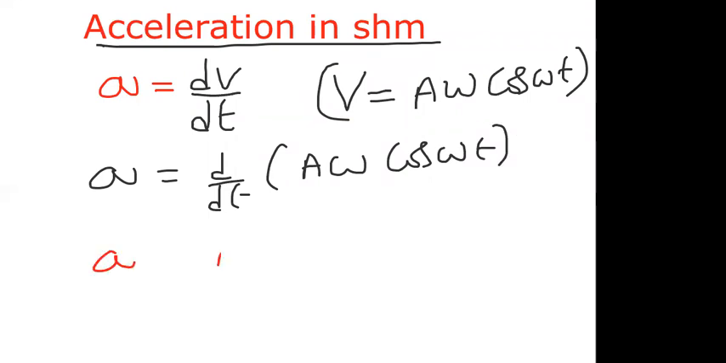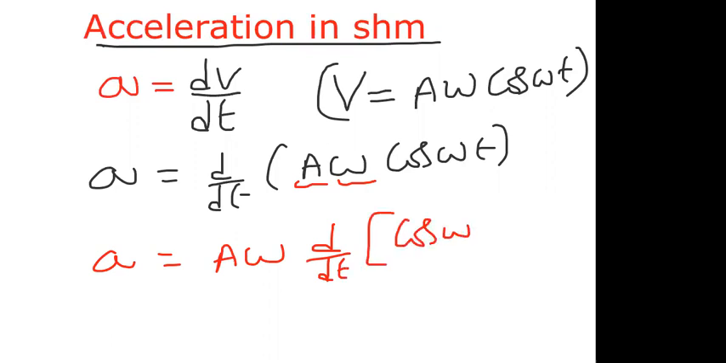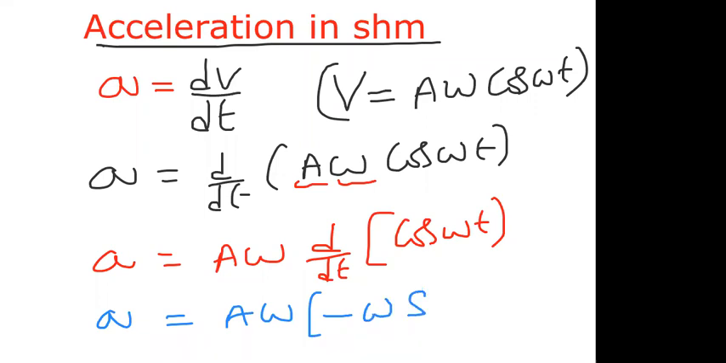a is constant, omega is constant, so I move them outside: a omega into d by dt of cos omega t. Remember, differentiation of cos is minus sine. So A is equal to a omega into minus sine omega t, and omega, being constant inside, will come out.